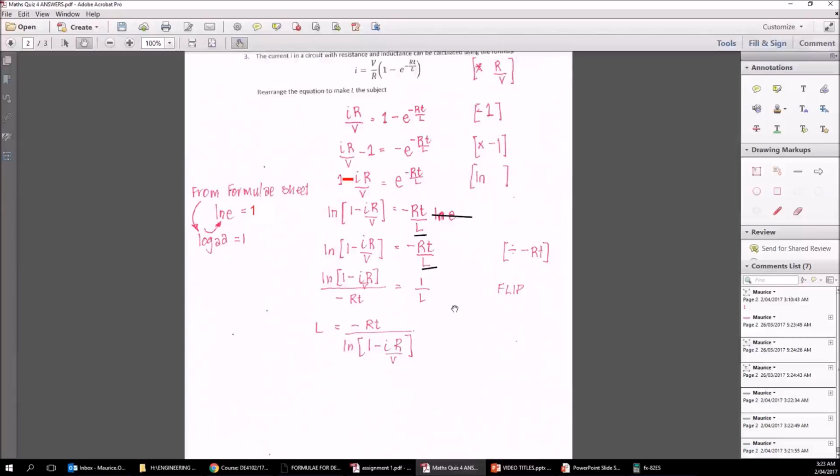over L. So 1 over L, we want L. So all we do is just flip it up. So we get L equals negative RT over ln(1 minus negative IR over V). And that's our answer, the answer that we want. All very good. Substitution and rearranging of equations.